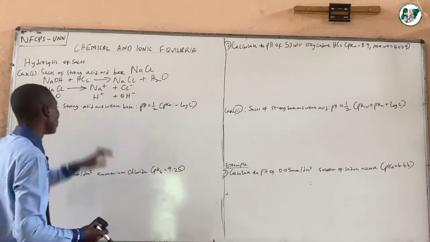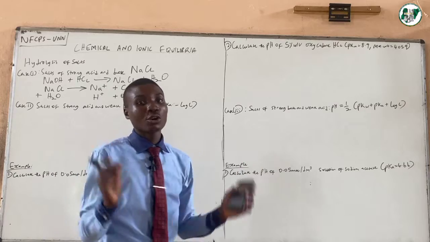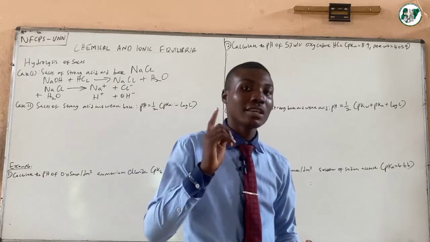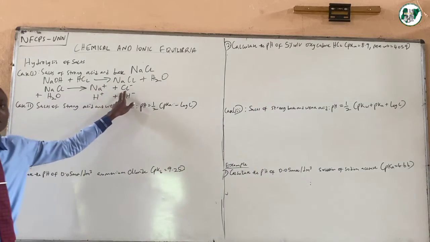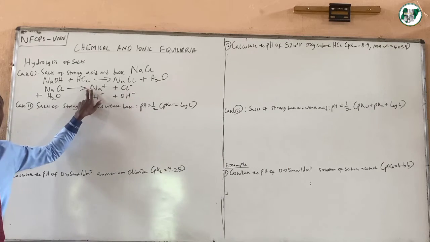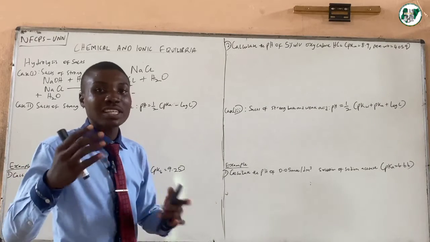The pH is 7. What about the Na+ Cl-? Do you remember when we talked about conjugate acid and conjugate base? Yes. The anions of strong acid and the cations of strong base are neutral in solution. They do not cause any change in pH.